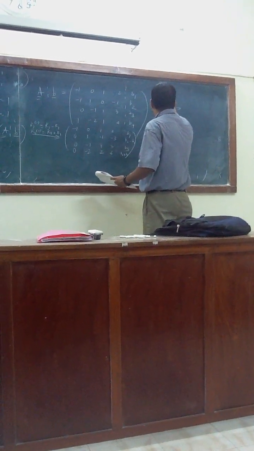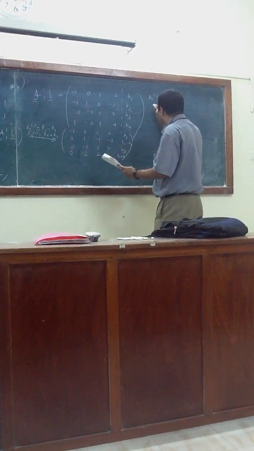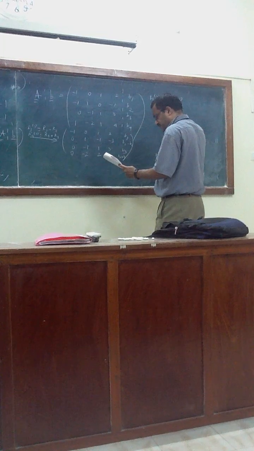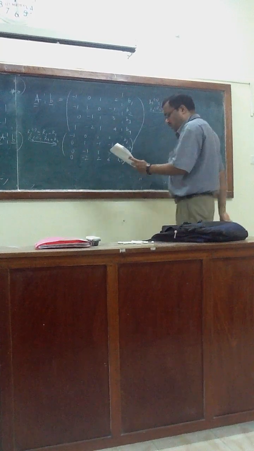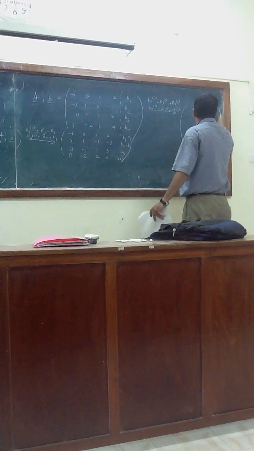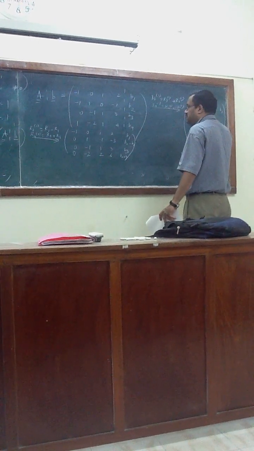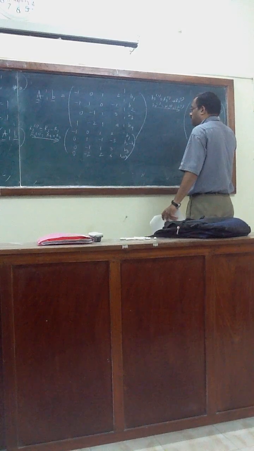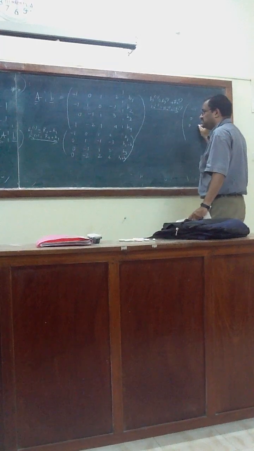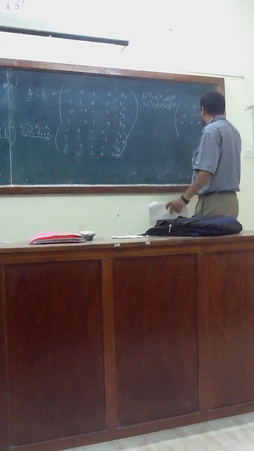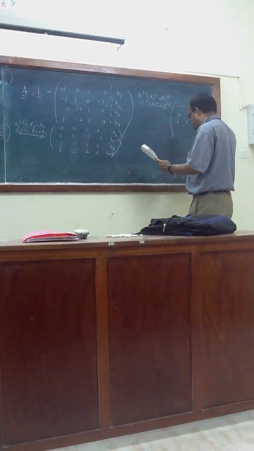R32 equals R31 plus R21, then R42 equals R41 plus 2 R21. Okay. Minus 1, 0, 1, 2, B1. Then 0, 1, minus 1, minus 3, B2 minus B1. Then 0, 0, 0, 0. What is that? B3 plus B2 minus B1.